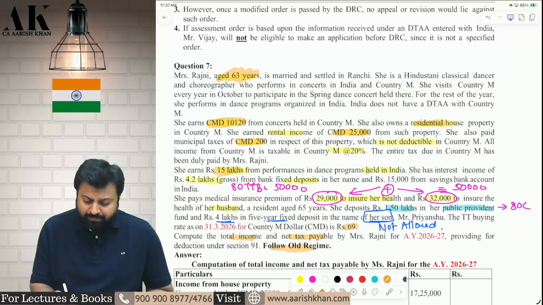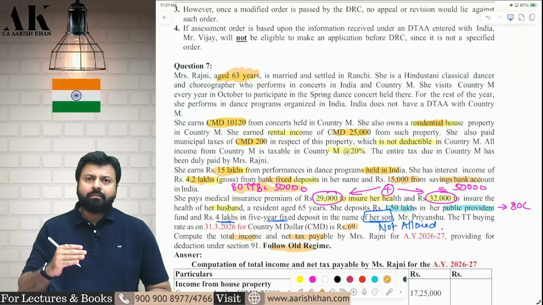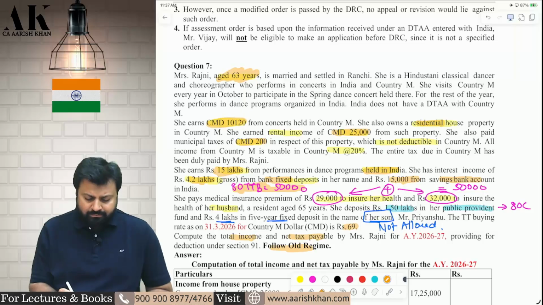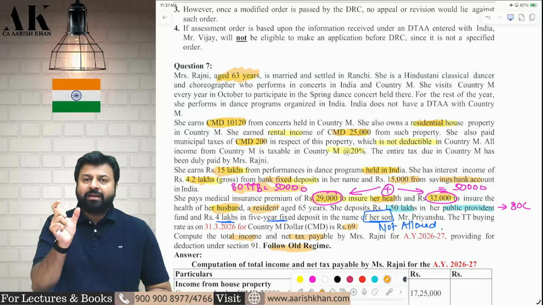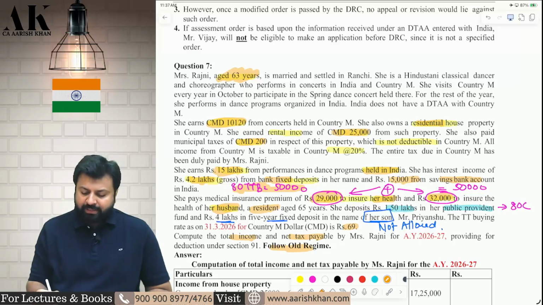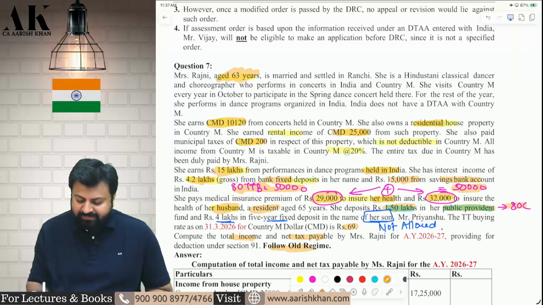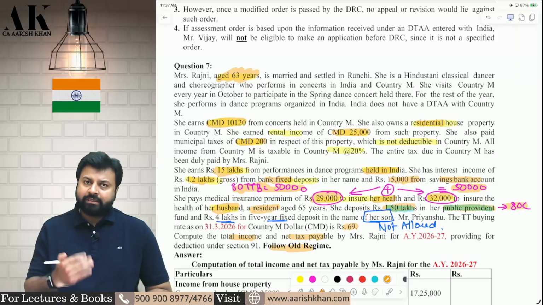Then 15 lakh rupees from performance in India, take that as PGBP income, 4.2 lakhs from bank FD and 15,000 rupees from savings bank. So from this bank FD and savings bank, she will claim deduction under 80TTB because she is a resident senior citizen. Then she has paid 29,000 for insurance of her health and 32,000 for insurance of her husband's health. Husband is also resident, so both of them will get an aggregate limit of 50,000 rupees deduction under 80D. Then she has invested some 1.5 lakhs in PPF. She can claim 80C for 1.5 lakhs.